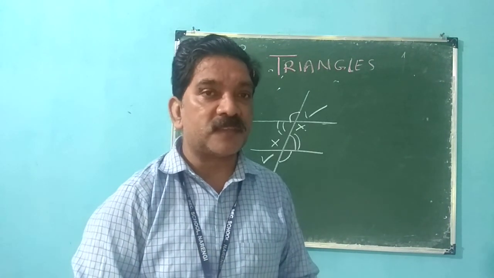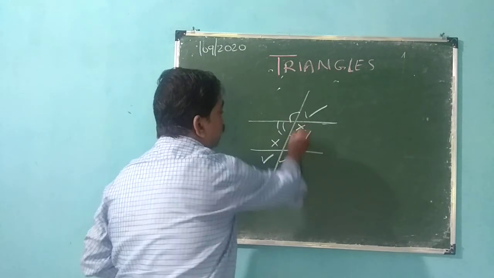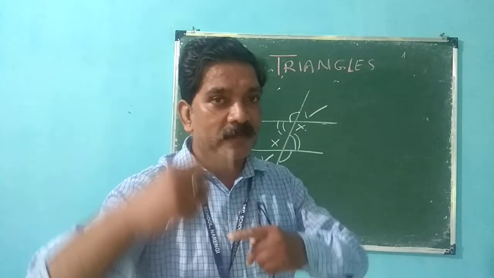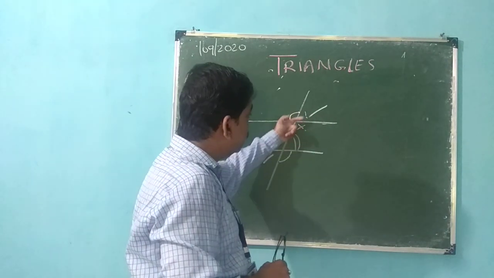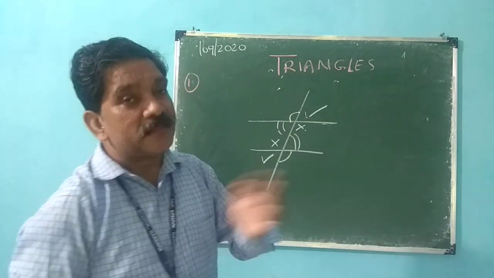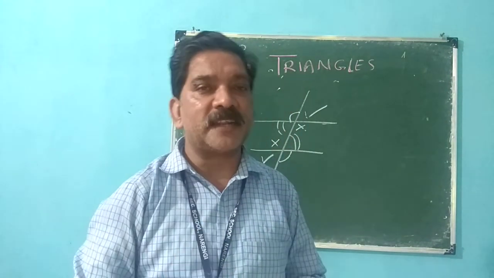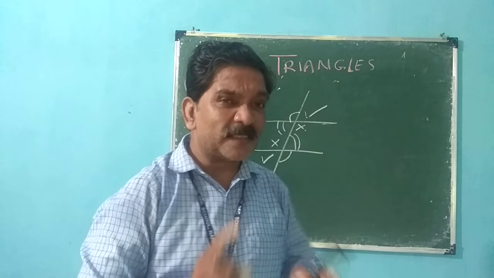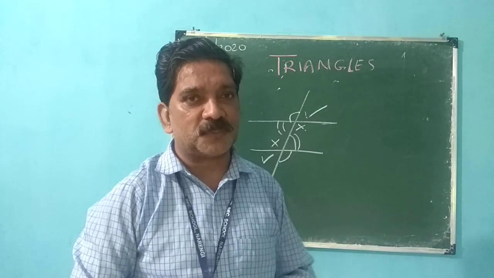So we learned three properties about parallel lines. If the sum of two interior angles is equal to 180 degree, then the lines are parallel. Or if the corresponding angles are equal, then the lines are parallel. Or if the alternate angles are equal, then only the lines are parallel. Otherwise they are simply alternate angles or corresponding angles. Correct? So please make these concepts very clear, then only you will be able to solve the questions.